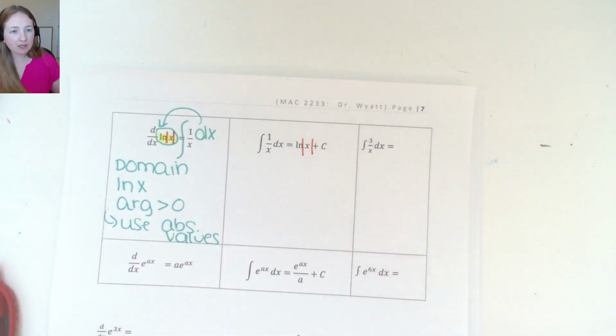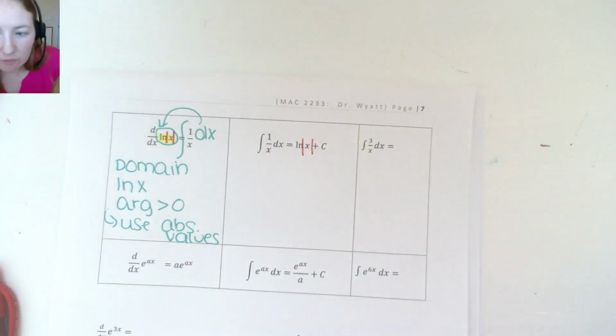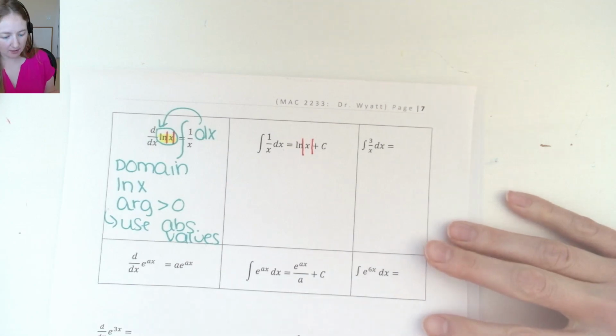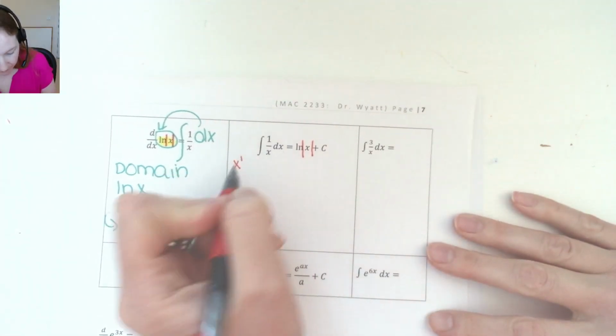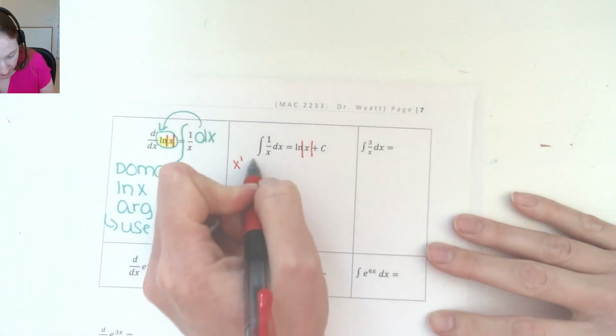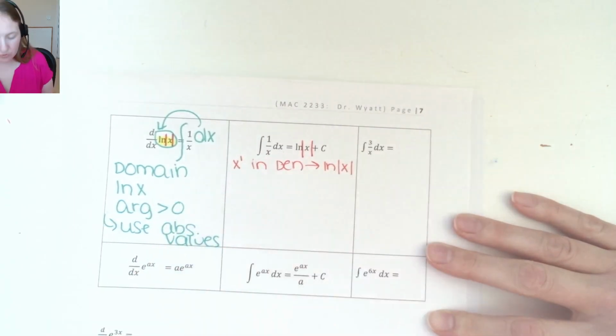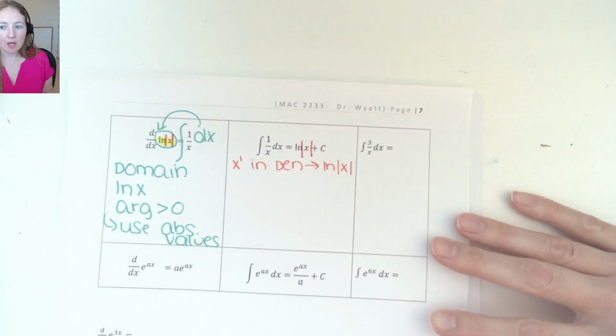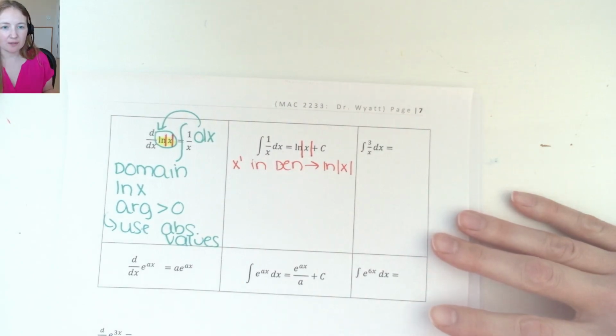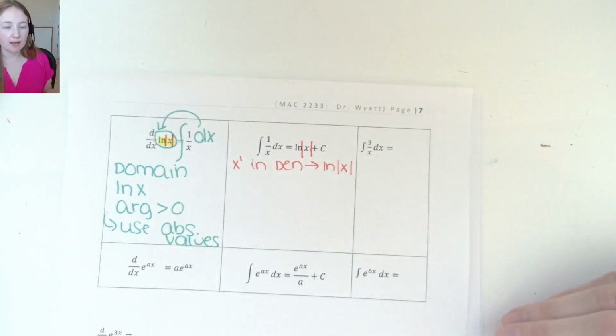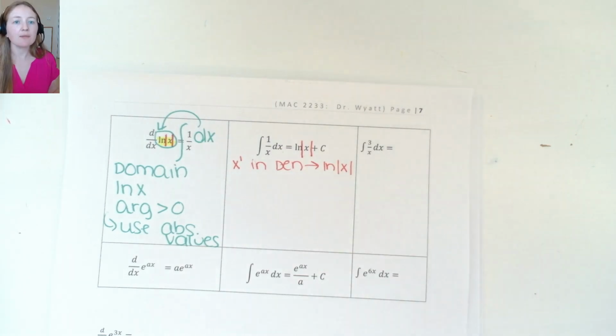Now, I want to tell you one thing about this. This is a beautiful rule, this 1 over x dx, but here is how I usually think about it. If I see x to the first in the denominator, that is going to go to natural log absolute value x. So I'm not really focused on the 1 over x part. I'm focused on the x to the first in the denominator. That's going to tell me that it's going to go to this natural log absolute value x.